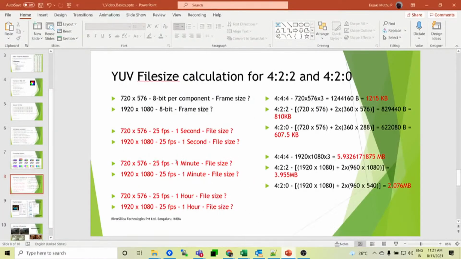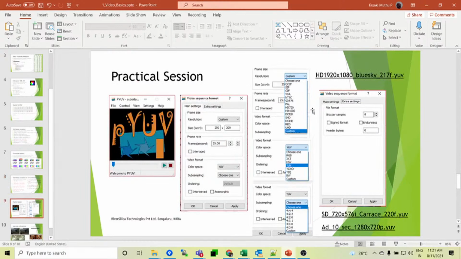So the homework is, you have to calculate these things per second, per minute, per hour, and keep it with you. I told you how to set up the YUV player, and you can use YUV players to see all the videos. After 11:30 I will upload all the videos and supporting media files properly. You can download and install all the software and play with all the videos, right?